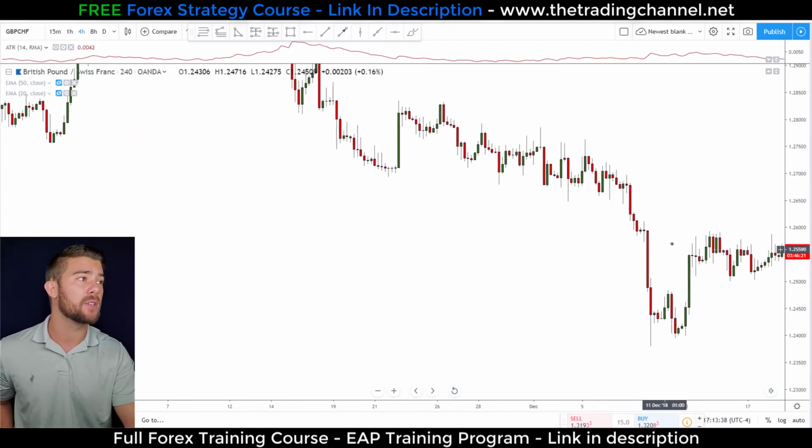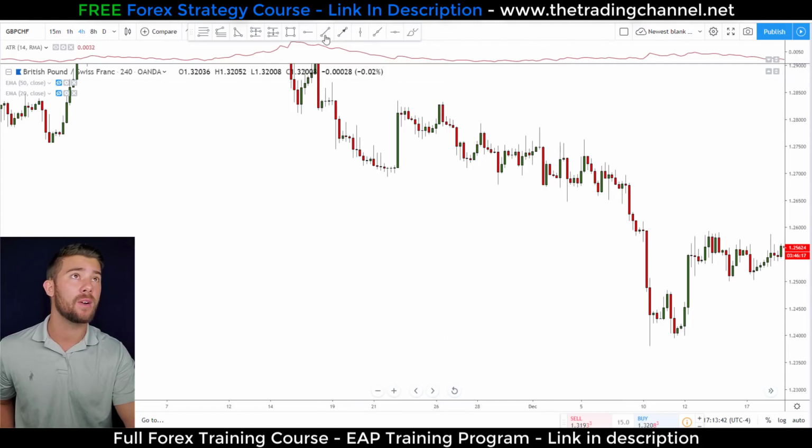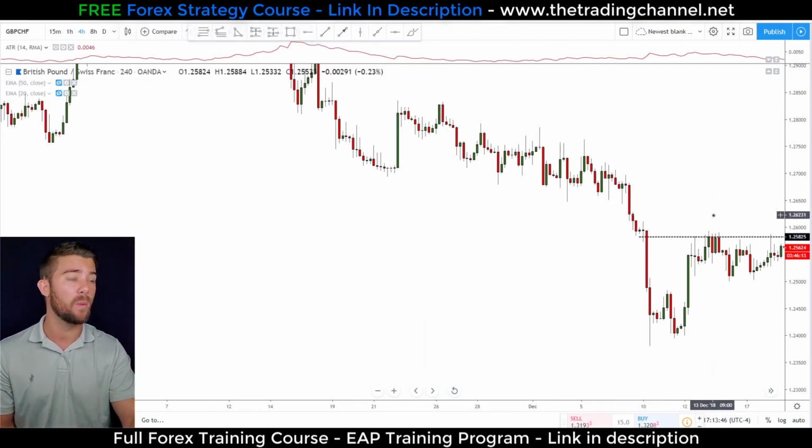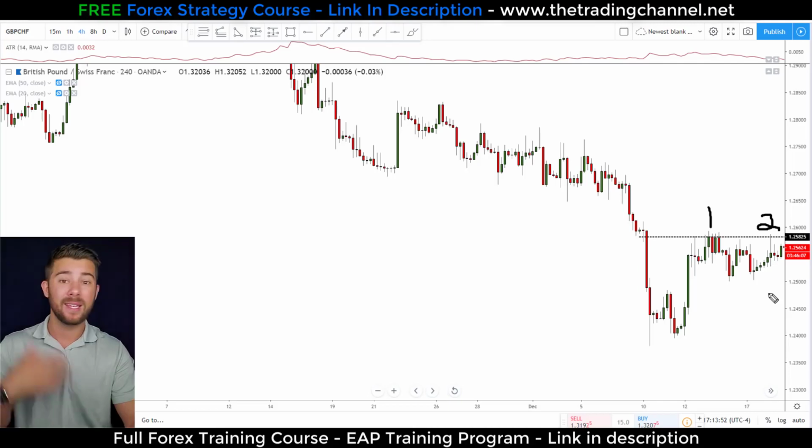We're waiting on a level of structure that gets tested at least twice, and right here I can already put a horizontal line at this resistance level. The reason is because when I do, as you can see, we have one test of this resistance. This wick right here plus this little pullback gives me enough reason to believe that we now have two tests of that resistance level.